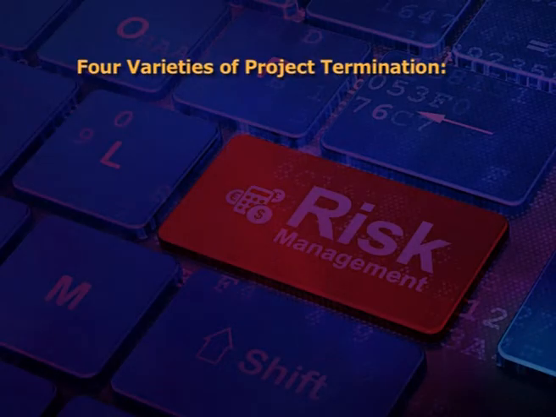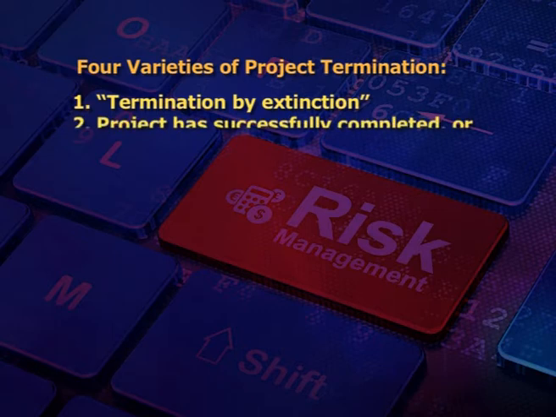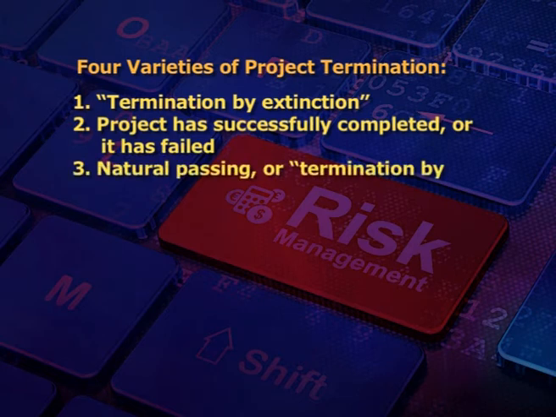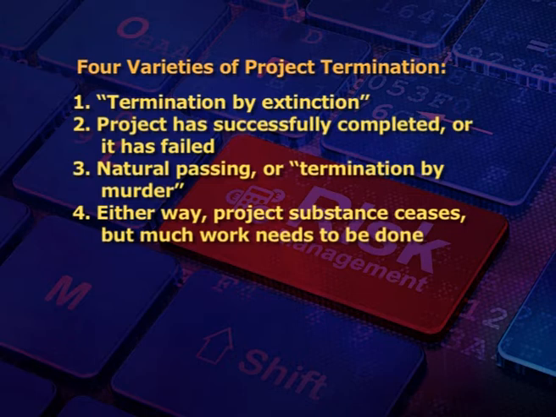The four varieties of project termination. Termination by extinction, where the project has successfully completed or it has failed, natural passing or termination by murder. Either way, project substance ceases, but much work needs to be done.